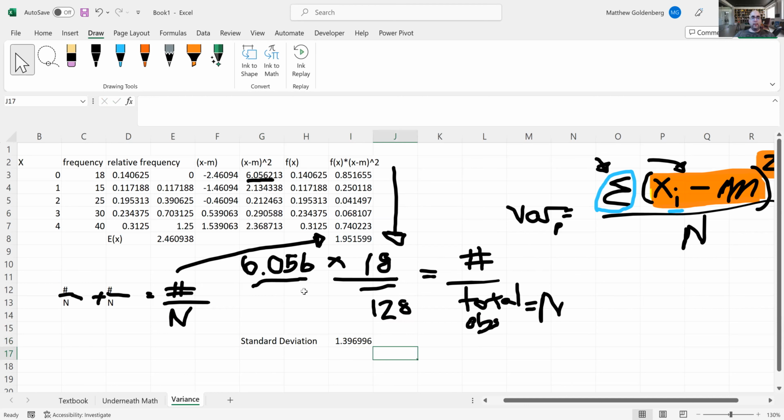So now we've discussed expected value, variance, and standard deviation, and how to get that all from a frequency distribution. I hope this was helpful, and please let me know if you have any questions.